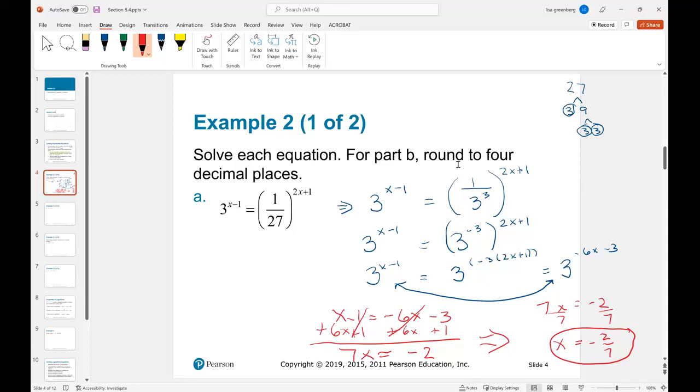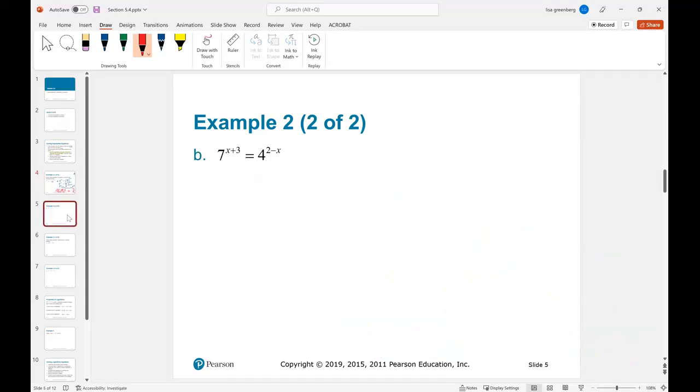Well, actually, solve each equation. For part B, round to 4 decimal places. So for part A, we're done. Okay. Part B.